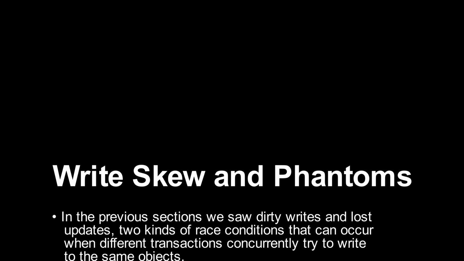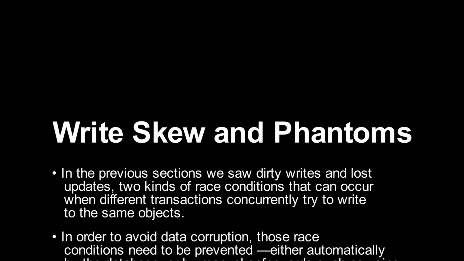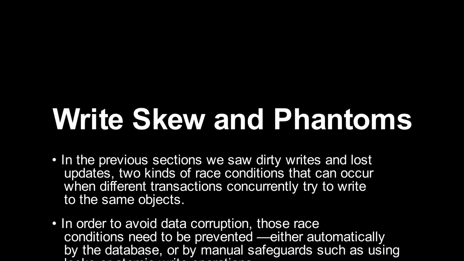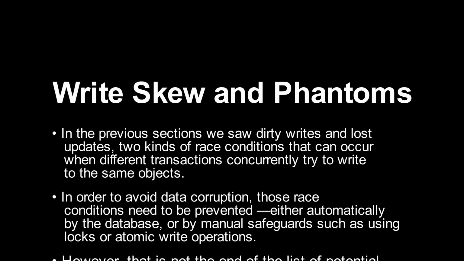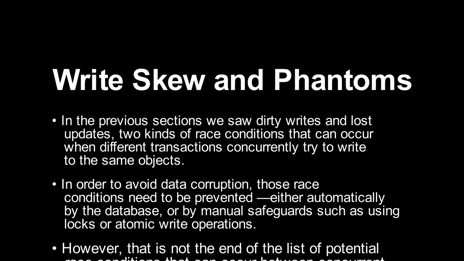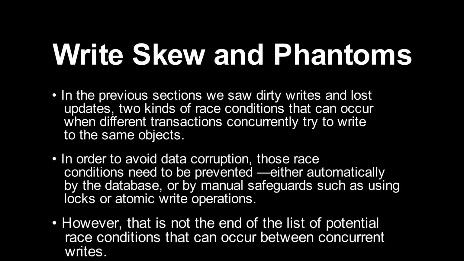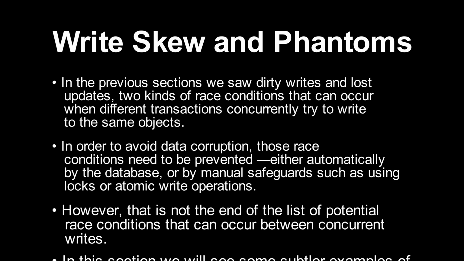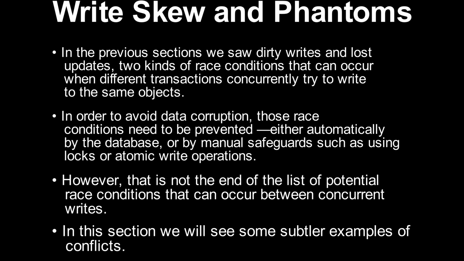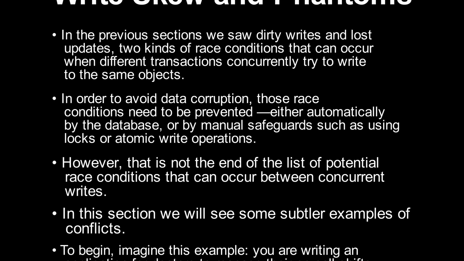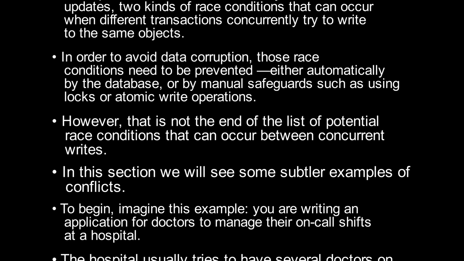Write Skew and Phantoms. In the previous sections we saw dirty writes and lost updates, two kinds of race conditions that can occur when different transactions concurrently try to write to the same objects. In order to avoid data corruption, those race conditions need to be prevented either automatically by the database or by manual safeguards such as using locks or atomic write operations. However, that is not the end of the list of potential race conditions that can occur between concurrent writes. In this section we will see some subtler examples of conflicts.